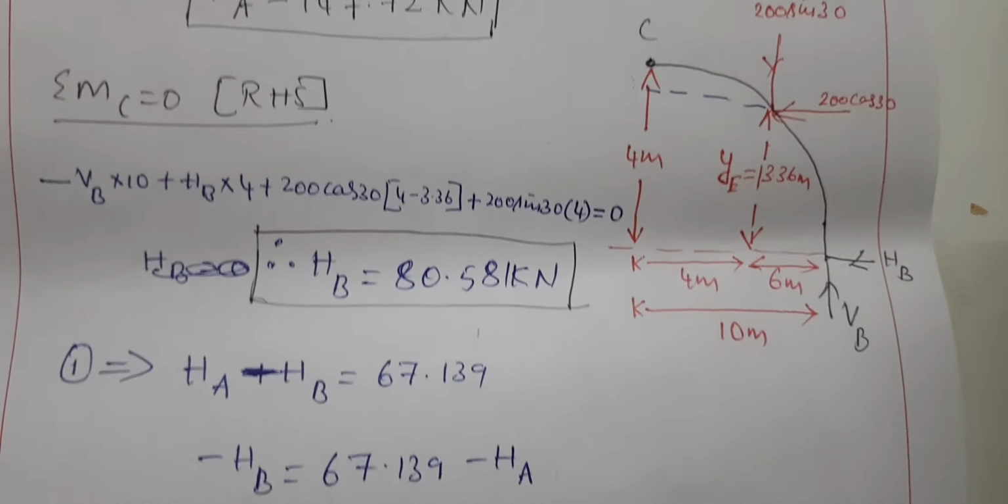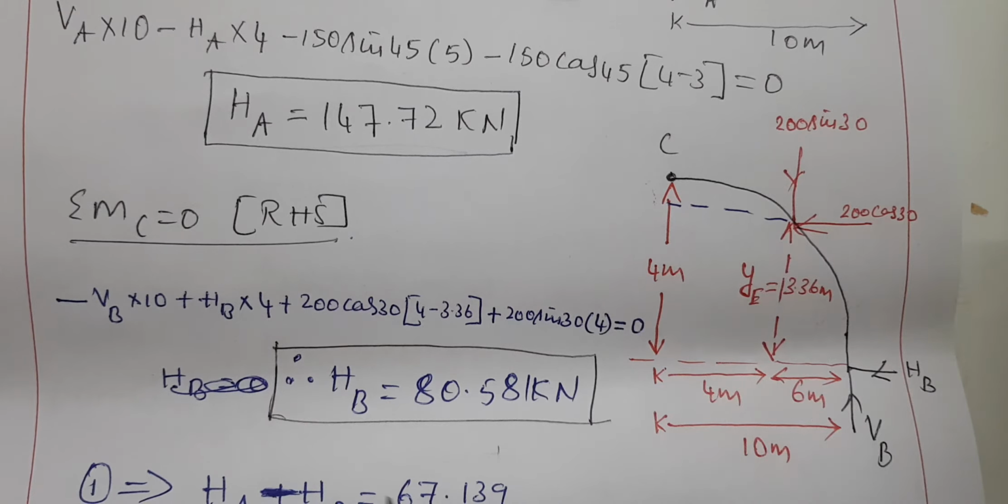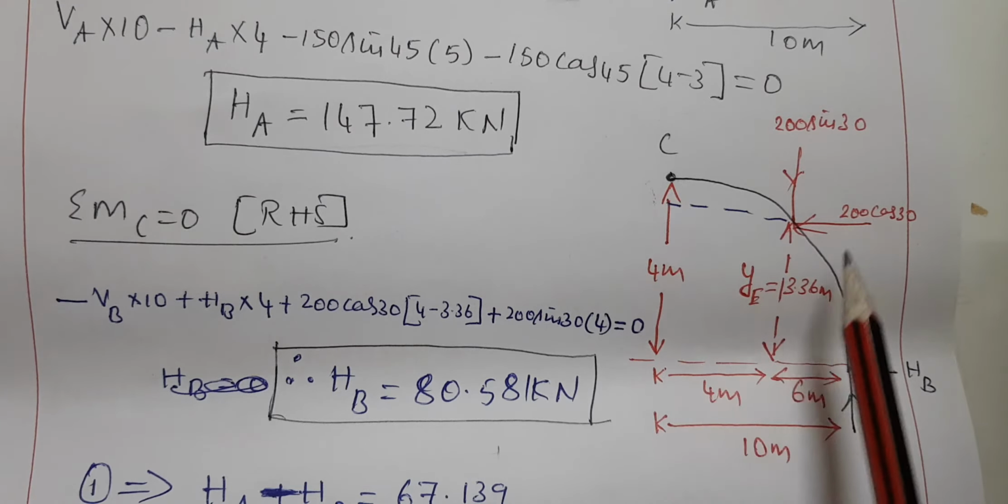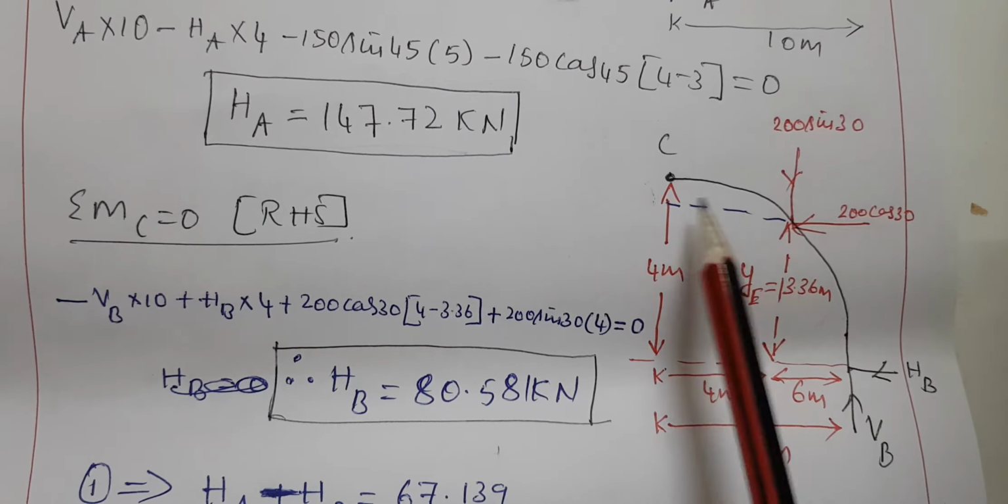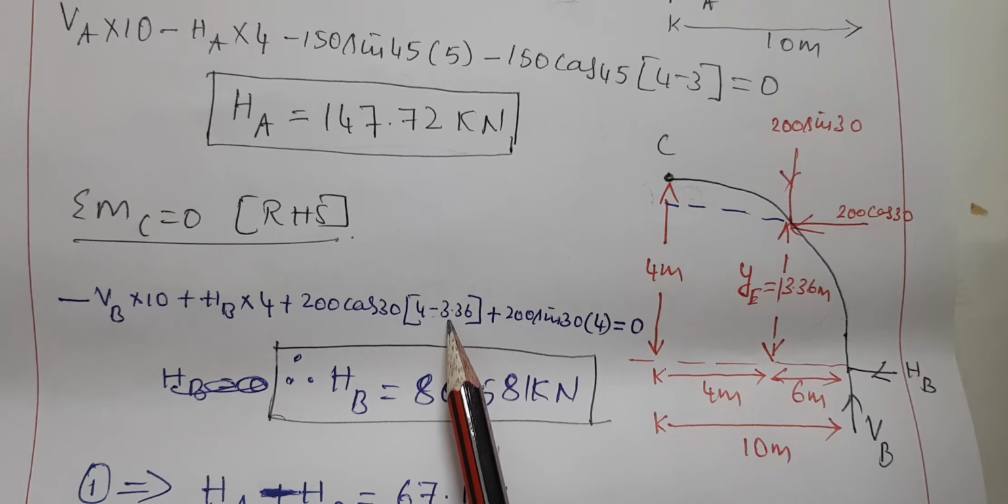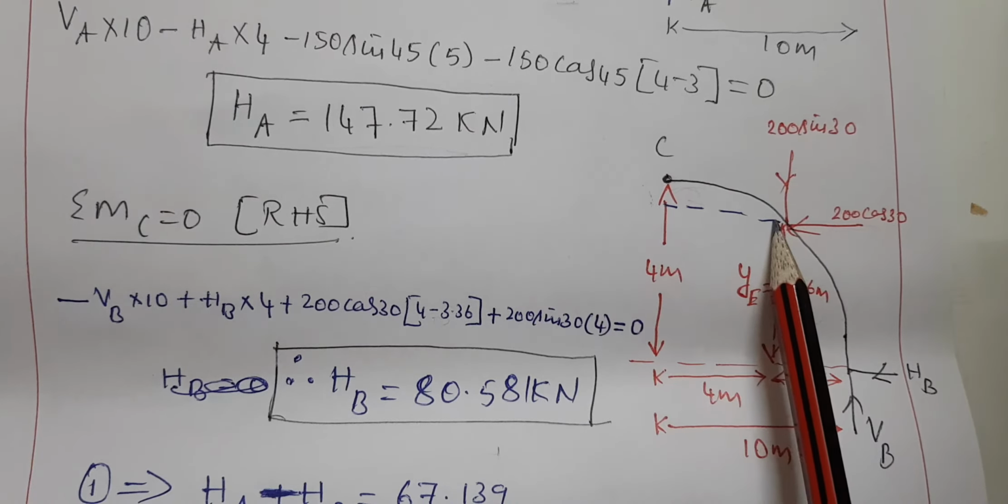Here, even to find the moment at the RHS, I considered the same procedure. Just to simplify, the procedure remains the same. If we are taking moment at this point, for this horizontal load, this is the perpendicular distance. For that, we have to consider 4 minus 3.36. And for this vertical load, here to here is the perpendicular distance.